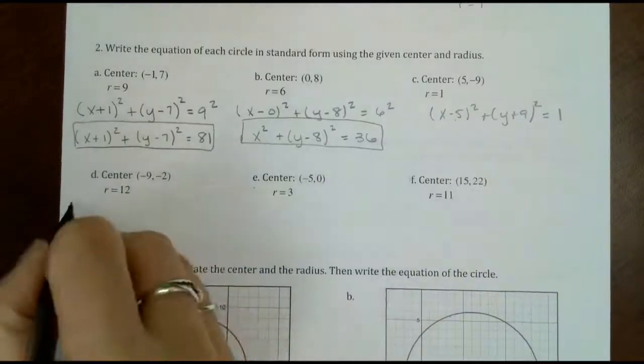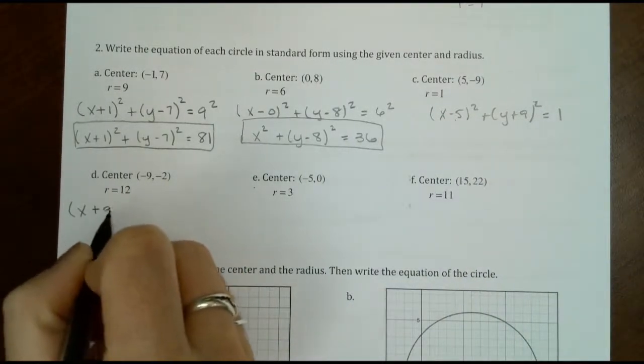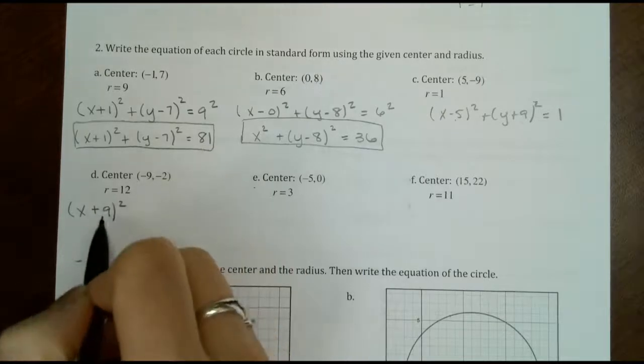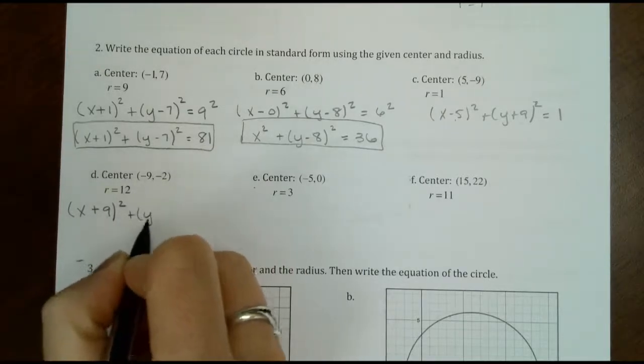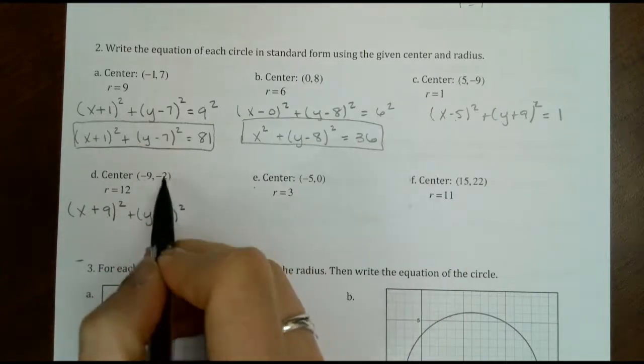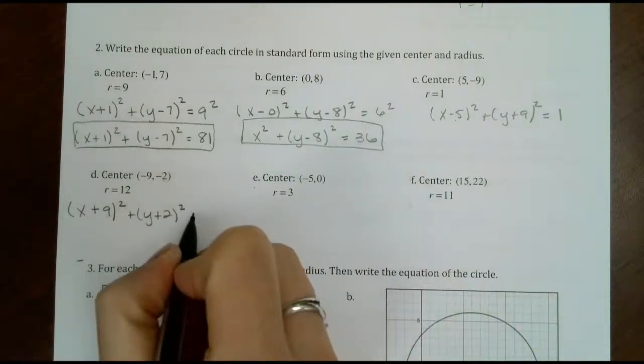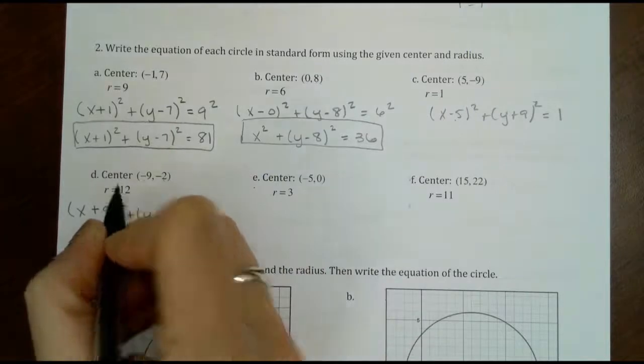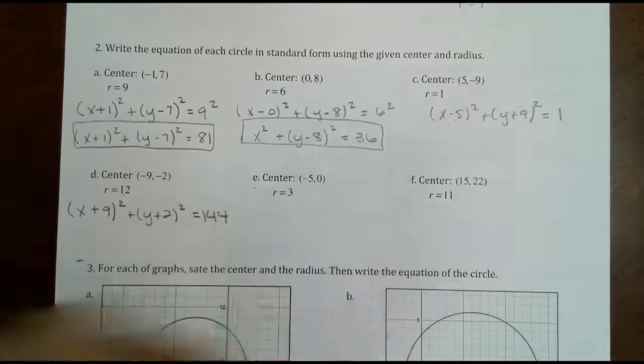Okay, letter D, we'll have x plus 9 squared. Negative turns positive. Y plus 2 goes from negative to positive when put in the equation. And then 12 squared is 144.